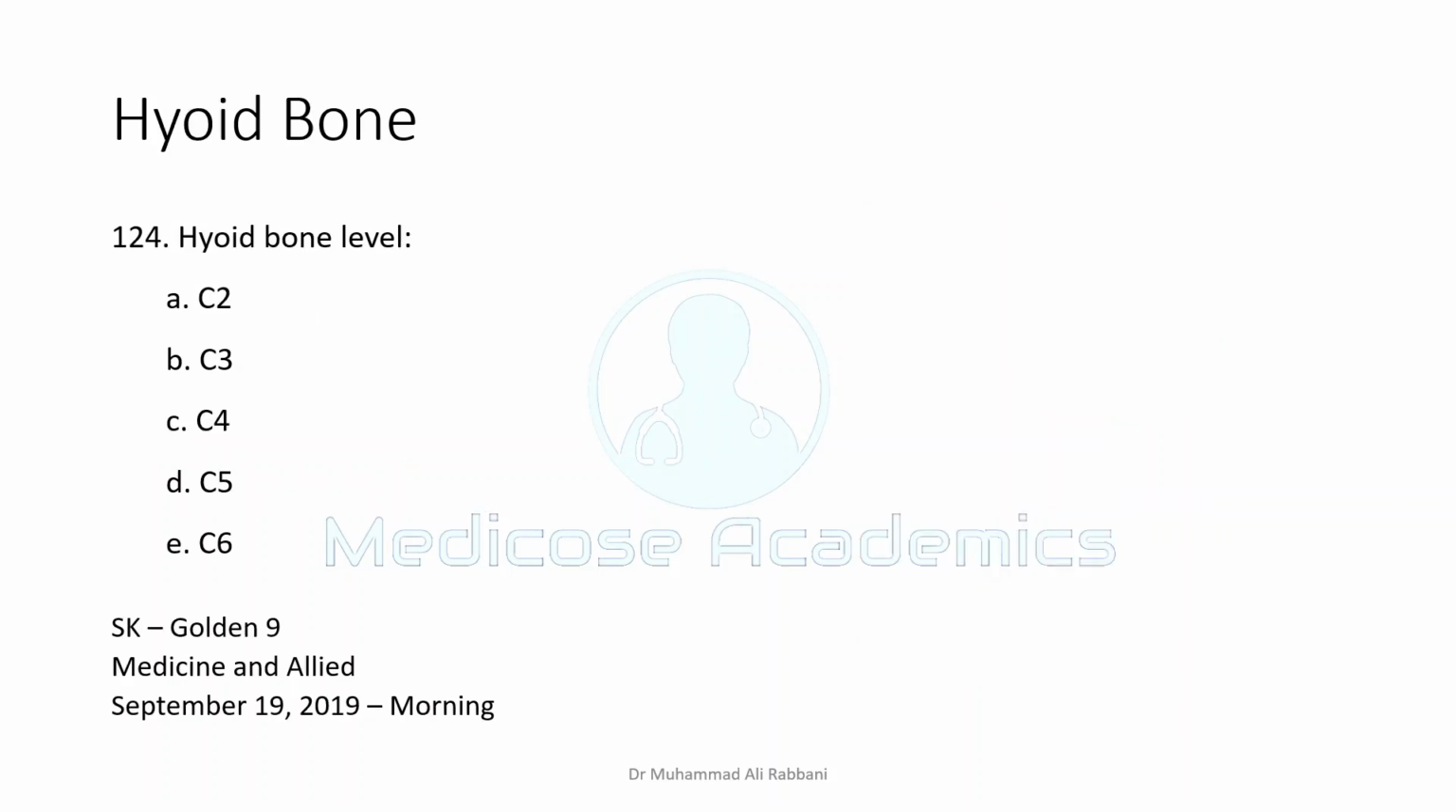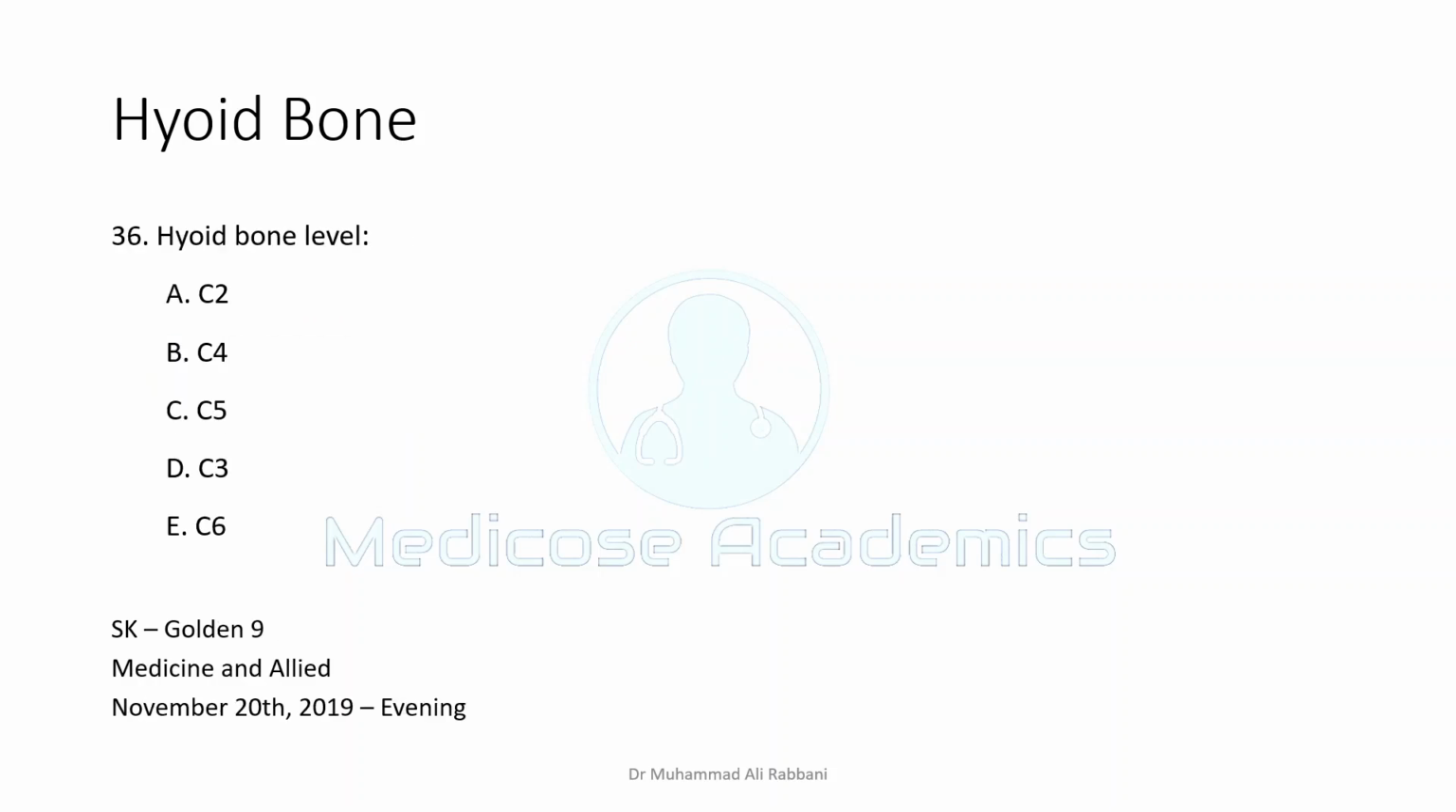Then there is a question that is asked very repeatedly: the hyoid bone. What is the level of the hyoid bone? The hyoid bone is at the level of C3. You should know that. It has been asked in September 19 morning paper, medicine allied, November 20 morning paper and evening paper, and 21 morning paper. It has been asked repetitively.